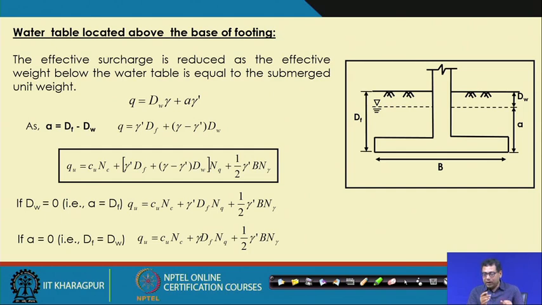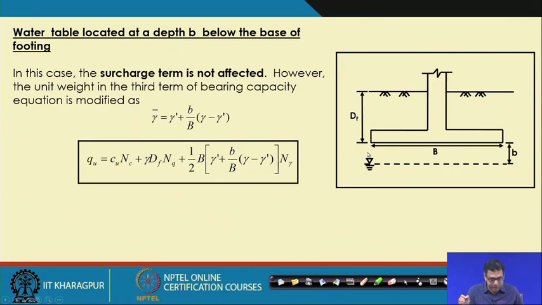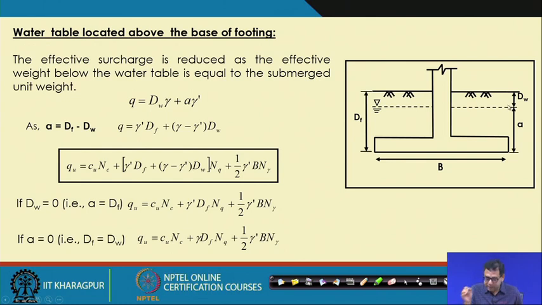Okay. So, now the first case is that the water table is above the base of the footing. So, this is the water table, dW is the depth of the water table, dF is the depth of the foundation, and the water table is here.